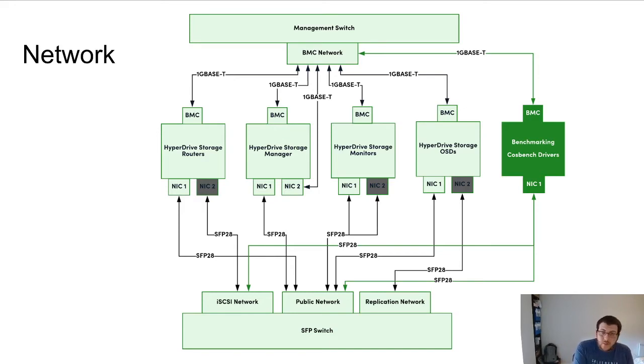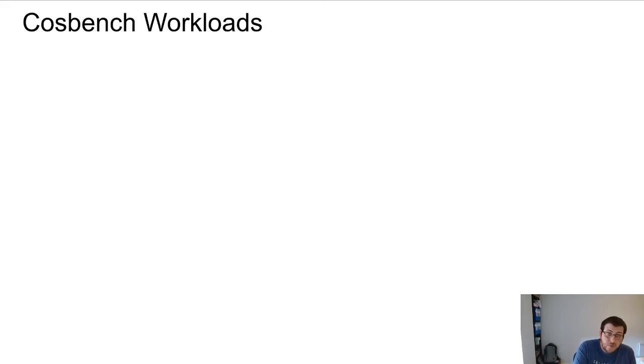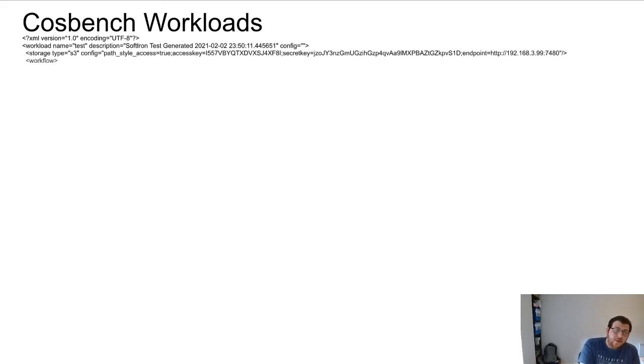So what does a workload file look like? Let's see. Basically, this is how a Cosbench workload file starts. You've got this XML declaration at the top, and we have the name of the workload. We have the type of storage it is, kind of like an endpoint declaration. Basically, this is where we put our endpoint.